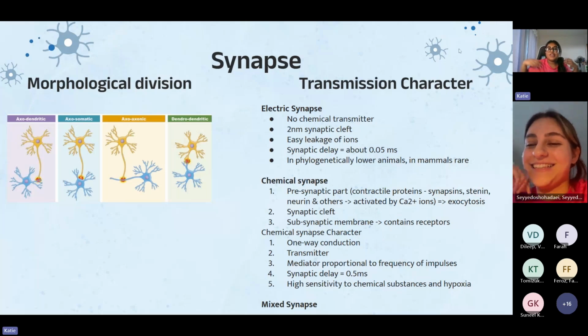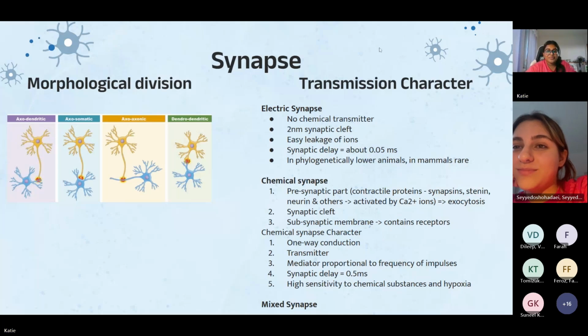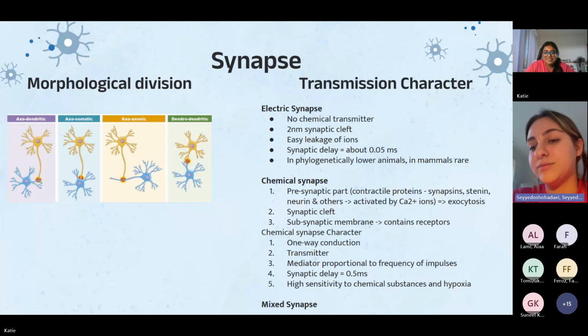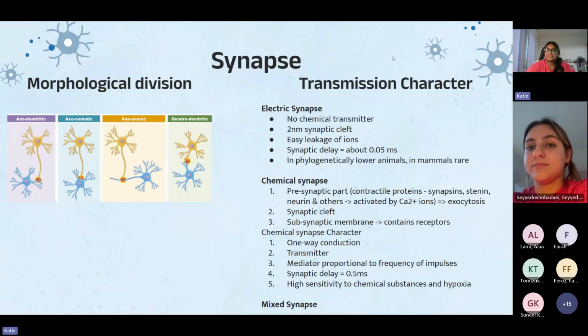Okay, so I'm going to be talking about synapses. Do you guys know what a synapse is? Can anyone unmute and tell me what a synapse is? Apparently no one is answering, so I'll tell you. It's basically where the transmission of the stimuli happens, a really general explanation. It is where the stimuli is transferred from one neuron to another.